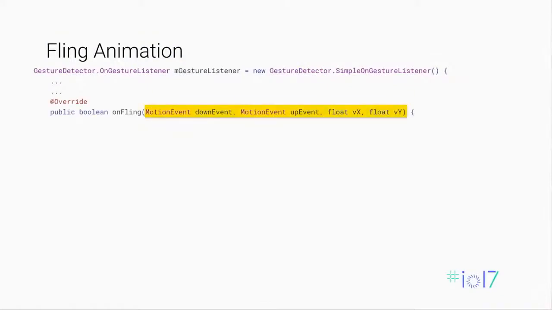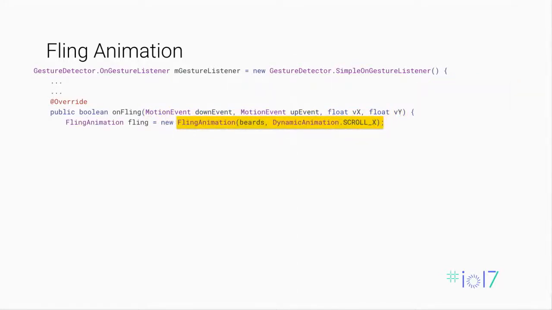In order to get notified when a fling gesture occurs, we need to create a gesture listener. And once the fling gesture is detected, we'll receive this onFling callback with a down event, an up event, and the velocity in both x and y axis. They'll be in the unit pixels per second, which is also the unit that we'll be using for the velocities in the new animation system. And now we're ready to create a fling animation.